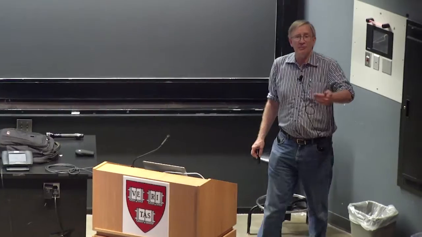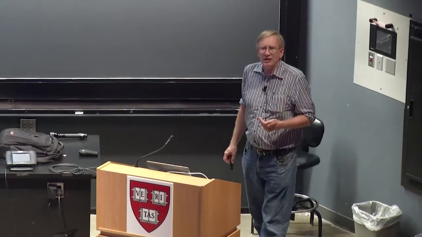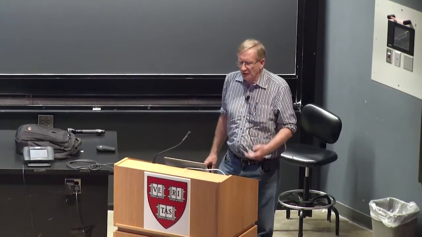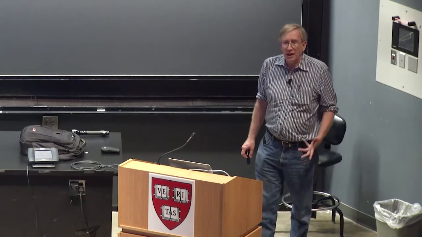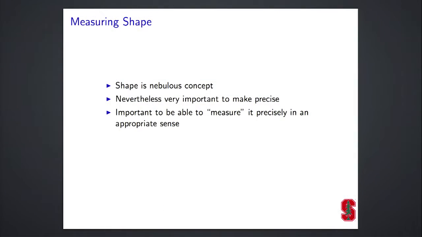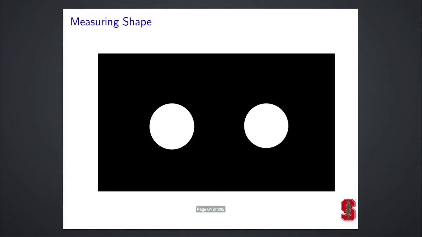So I talked in the beginning about representing shape and measuring shape. What do I mean by measuring shape? Shape is, after all, a nebulous concept, but it is something important, as demonstrated by some of this discussion up here. It's important to make it precise, so we'd like to try to measure it precisely in an appropriate sense. The way you do that is by trying to count occurrences of patterns, but in an appropriate sense. Let me show you some pictures to illustrate the difficulties that come up when you do that.